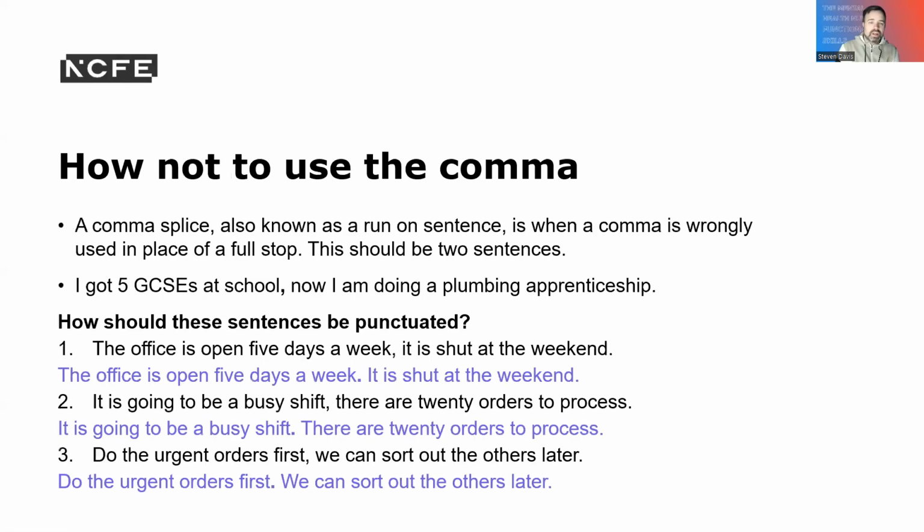Good. So how not to use the comma? A comma splice, also known as a run-on sentence, is when a comma is wrongly used in place of a full stop. So this should be two sentences. I got 5 GCSEs at school. Now I am doing a plumbing apprenticeship. So, I got 5 GCSEs at school, comma, I'm now doing a plumbing apprenticeship. Good.